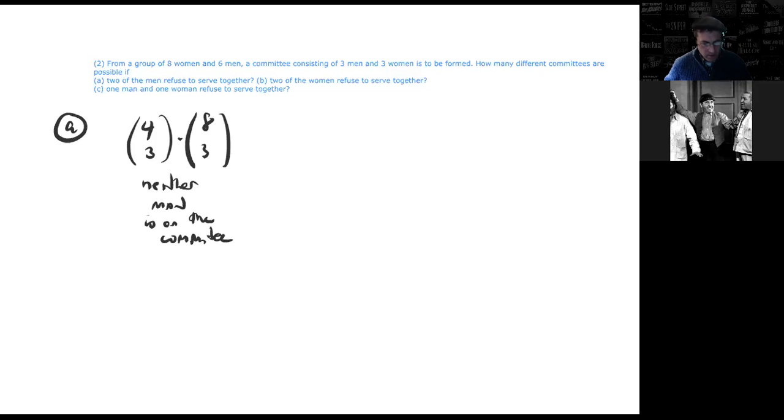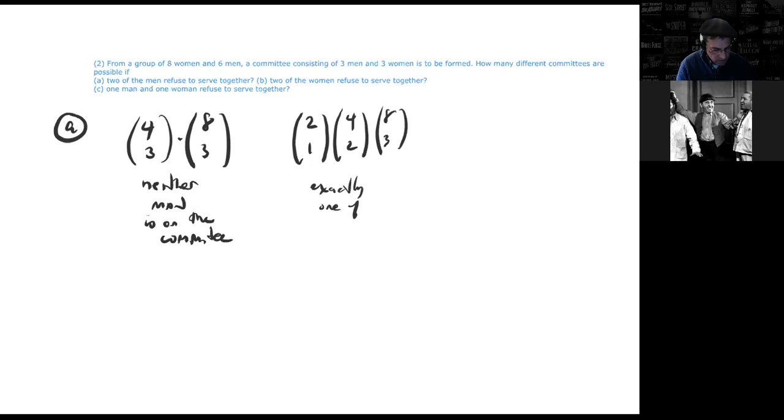And then what if one of the men is on the committee? Well, it goes like this. If one of the men is on the committee, then one of those 2 is chosen. And now we have to get the remaining choices from the other 4 men out of the 6. So it's 4 choose 2. And then we have to choose the 3 women, 8 choose 3. Again, there's no restriction on the women. So that's the other possibility, if exactly one of the men is on the committee. So if we add these together, we get exactly the number of ways of choosing the committee in which 2 of the men refuse to serve together.